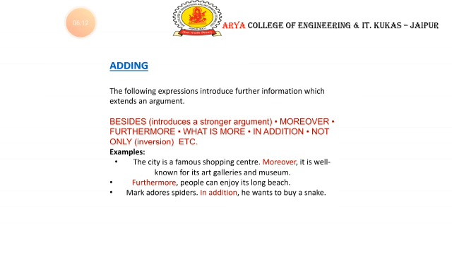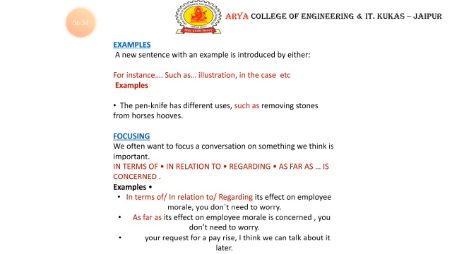So, the city is a famous shopping center. Moreover, it is well known for its art gallery and museum. So here it is telling about it that although it's a very famous shopping center, but उससे ज़्यादा वो अपनी art gallery and museum के लिए ही known है. So furthermore, people can enjoy its long beaches. कि जब तक furthermore, in the furthermore stage actually.